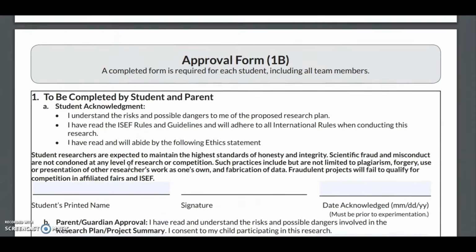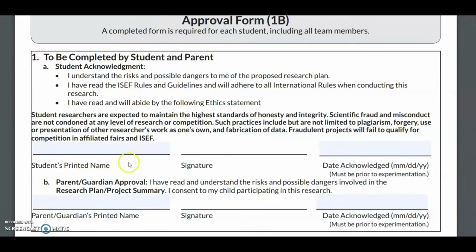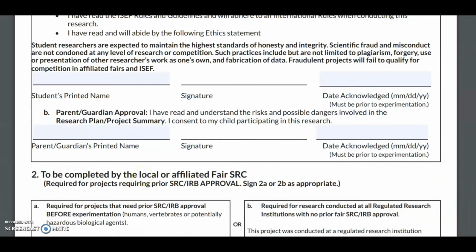Okay, going back to approval Form 1B, Part 1 of this form should be completed and accomplished by the student and the parent. This shows the student's acknowledgement, and it also shows the consent of the parents towards the child's participation in the research. So, the student researchers are expected to maintain the highest standards of honesty and integrity. So, this is just the consent of the parent. Okay, let's now proceed with the second part.